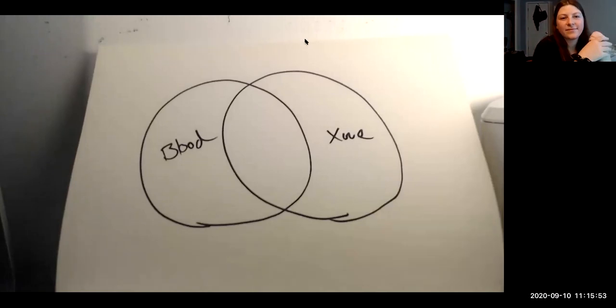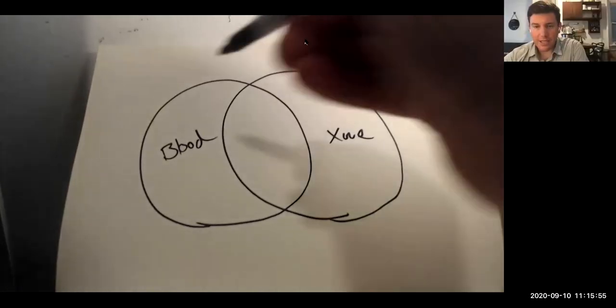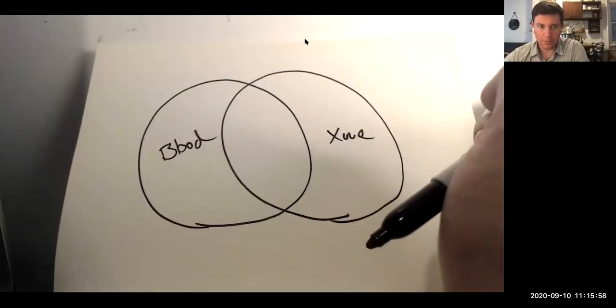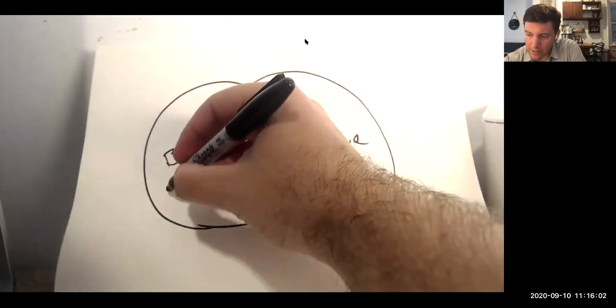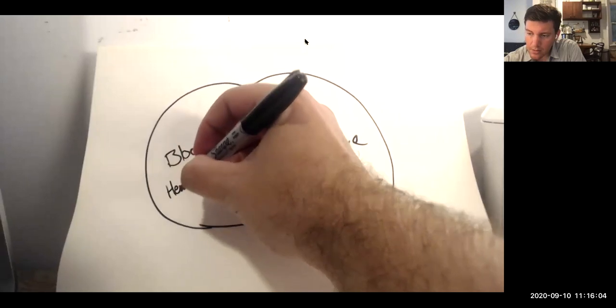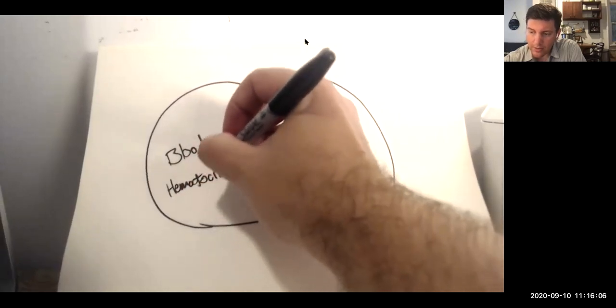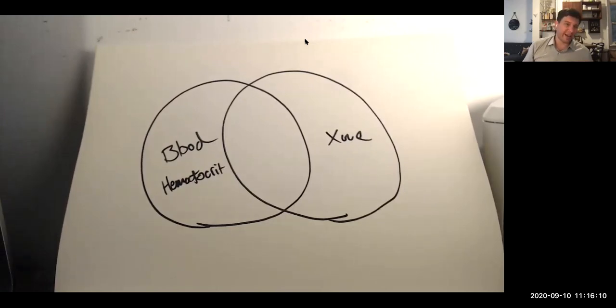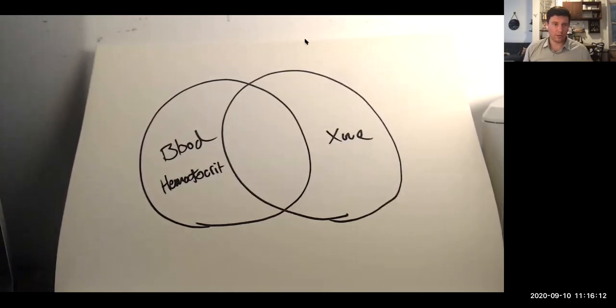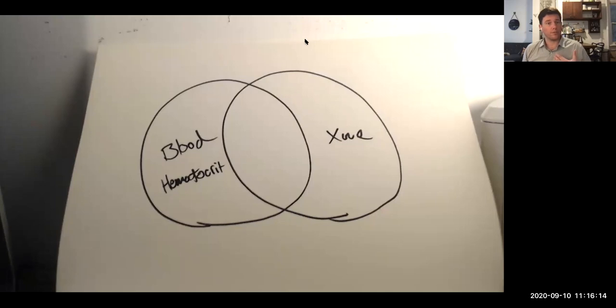That's what we're looking at. So we get lots of overlap, but we also get distinct differences. So I would put something like hematocrit levels over here on the blood side. We just don't care that much what the hematocrit levels of a person are for Chinese medicine.